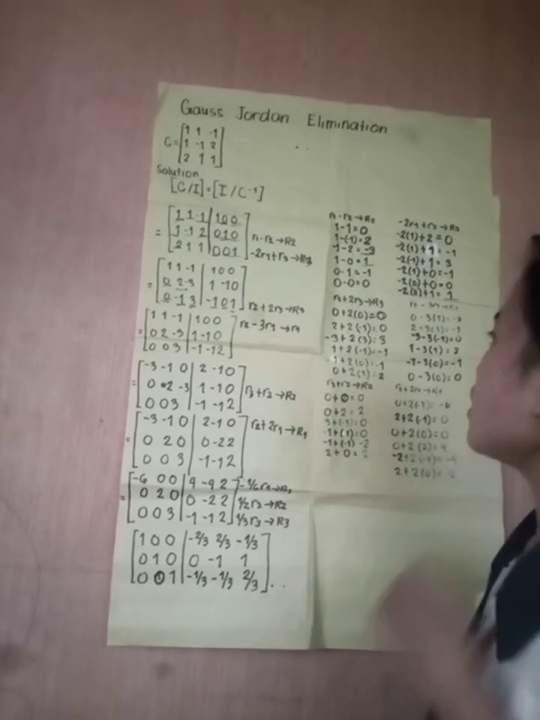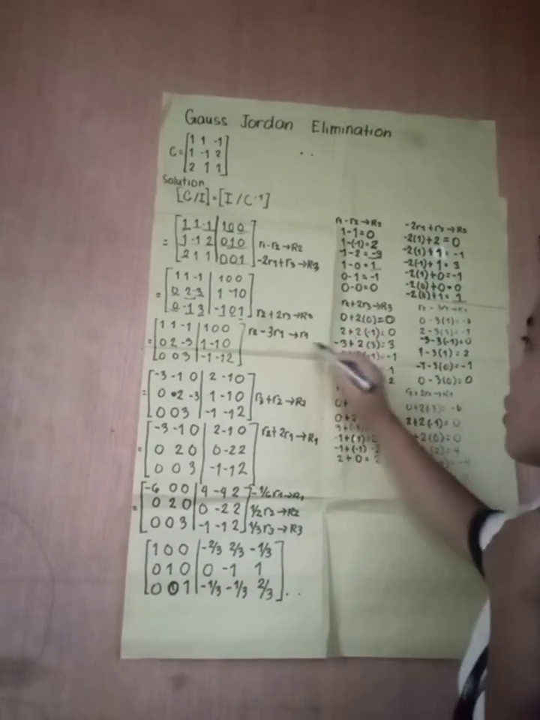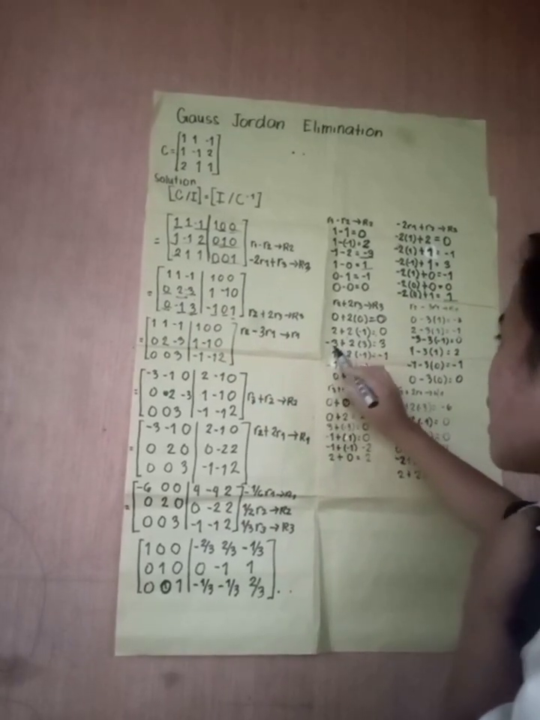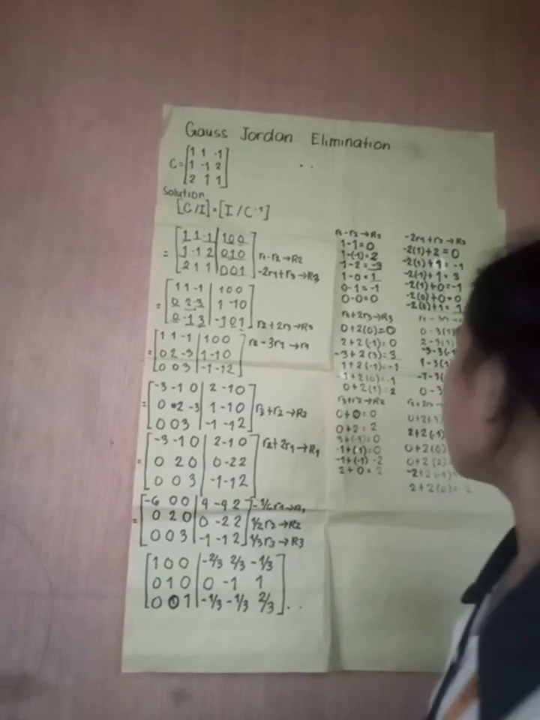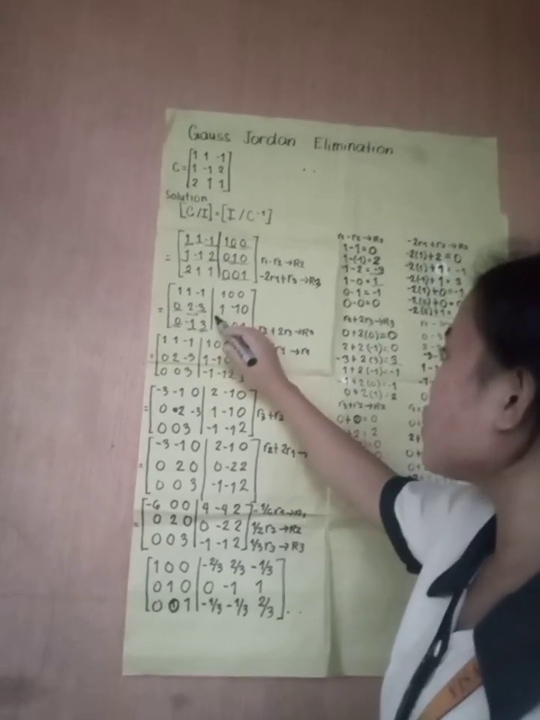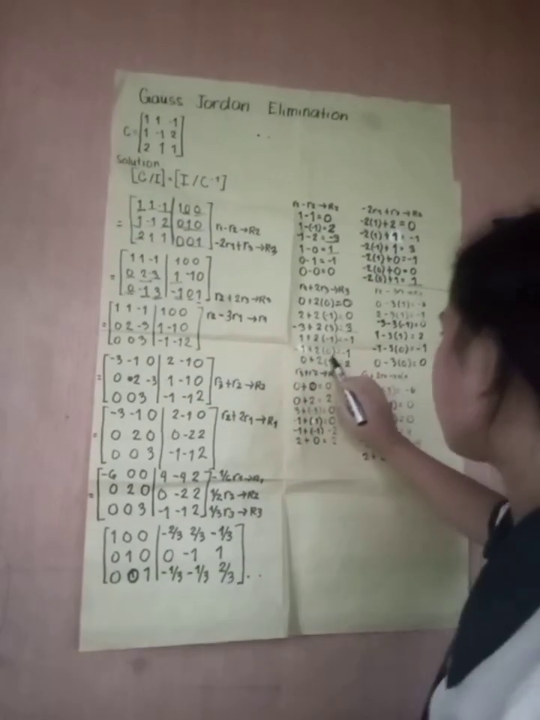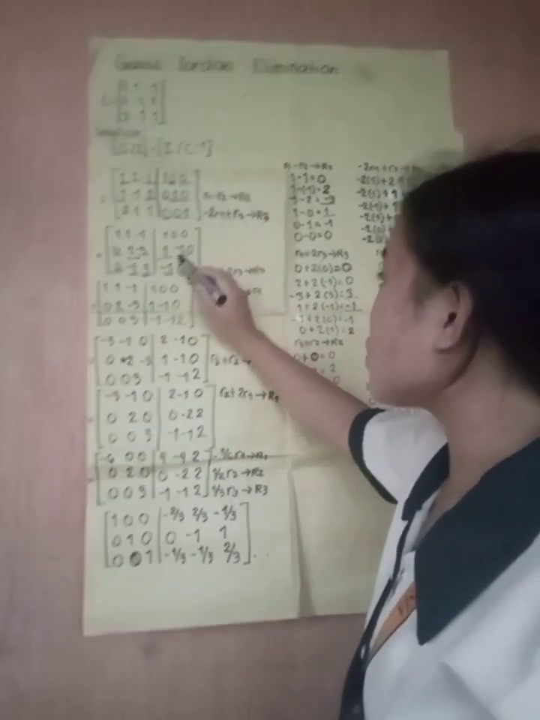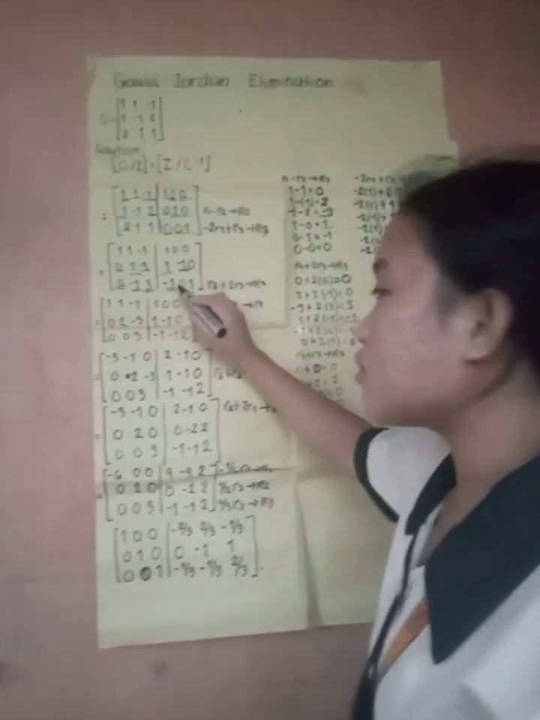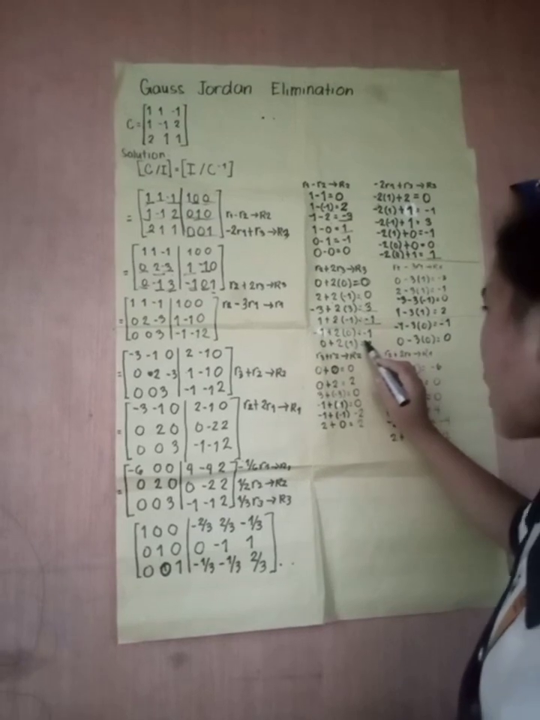Then in the third column, we have row 2 is negative 3. Then our row 3 will be positive 3. So negative 3 plus 2 times 3 will be positive 3. And then in the fourth column, we have row 2 is positive 1. Then our row 3 is negative 1. So 1 plus 2 times negative 1, the result is negative 1. Then in the fifth column, we have row 2 is negative 1. Then our row 3 is 0. Then negative 1 plus 2 times 0, the result is negative 1.